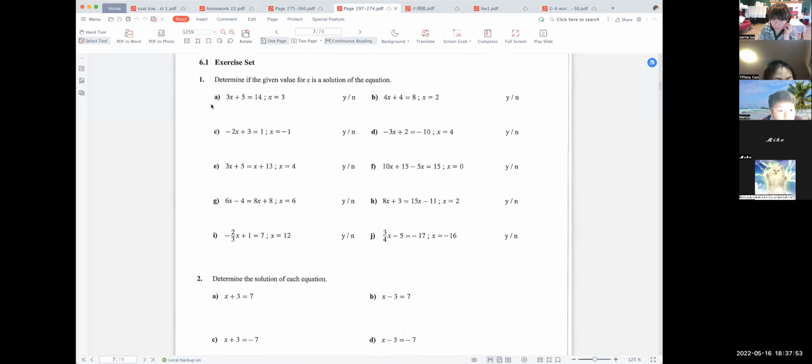Everybody, take a look at this one. We have 3x plus 5 equals 14, and x equals 3. What does it mean? This means I have an equation 3x plus 5 equals 14, and in this question, x is actually equal to 3. So we need to find out if it is right or not. How do we do it? We put 3 times 3 plus 5 equals 14. Is it right or not?